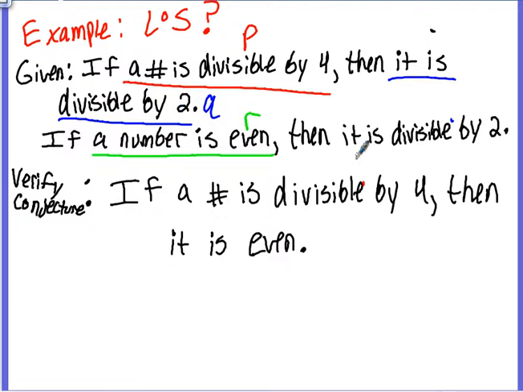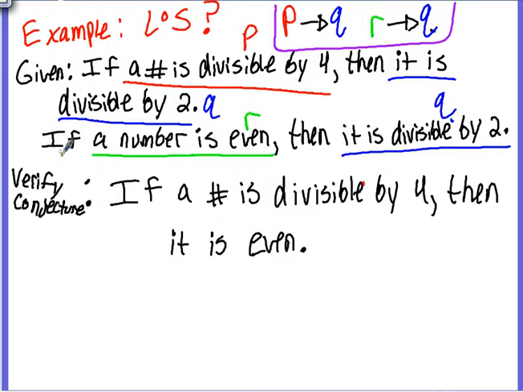Alright, so now we've identified everything. P led into Q, and then R led into Q. So let's write that in simple form. So I went ahead and wrote it at the top. P leads into Q, and R also leads into Q. So now it's asking us to verify this conjecture. If a number is divisible by 4, then it is even. Well, you'll remember, being divisible by 4 is P, then it is even. Being even was R, so we're going to mark that as R.